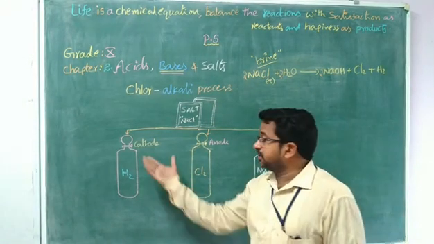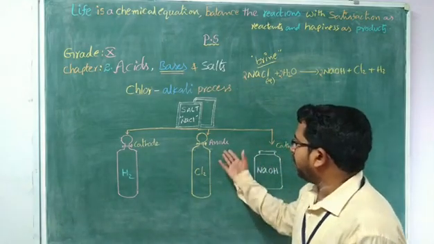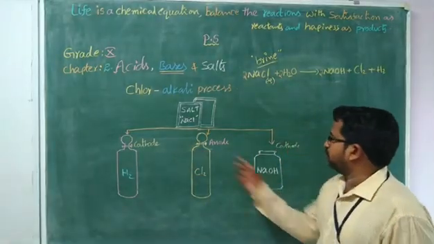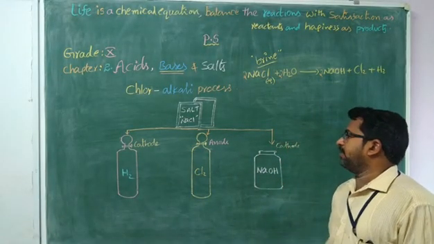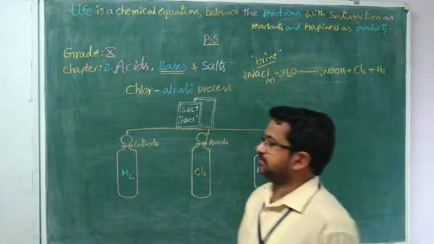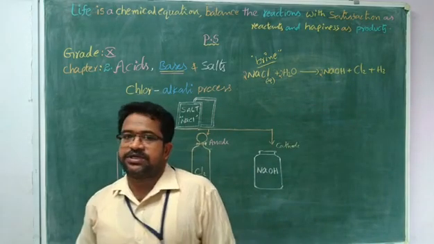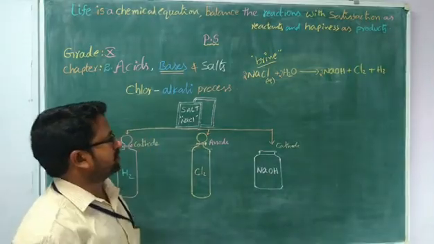Which gas is evolved at the cathode? Hydrogen gas is evolved. At the anode, chlorine. Which flakes are going to be attained at the cathode? Sodium hydroxide. So in this chlor-alkali process, we are getting different substances in a single process.